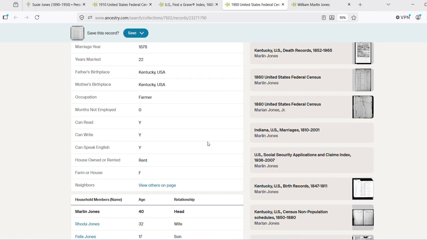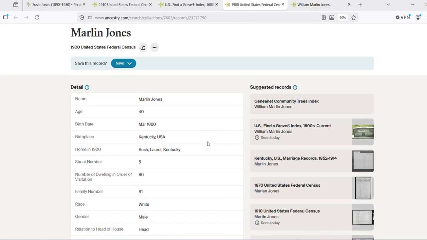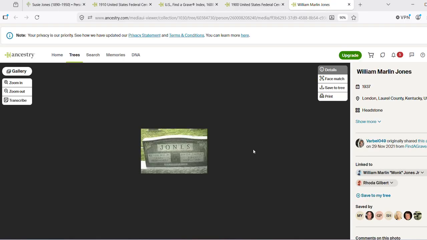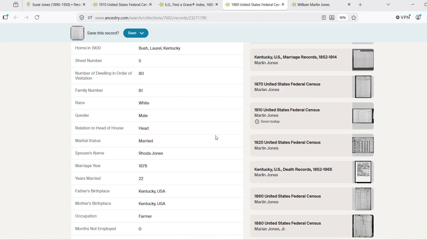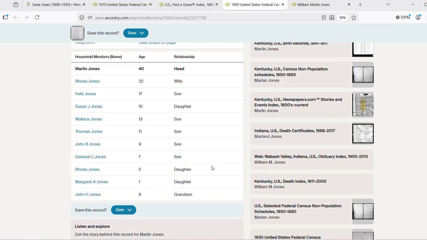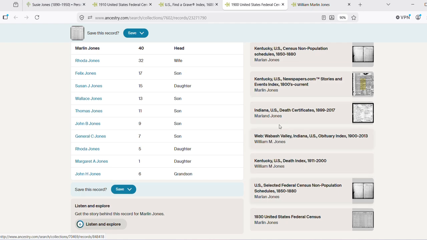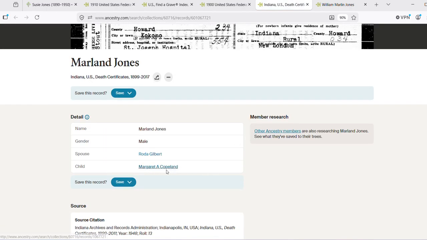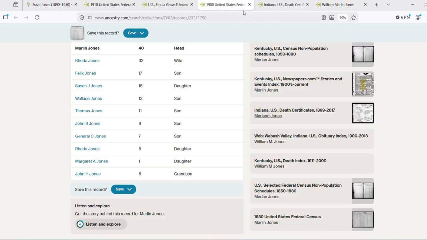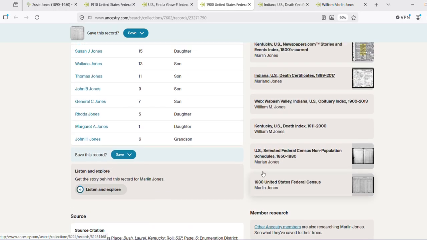So I have a lot of work to do to add a parent to her. He was born in Kentucky, 1860. I don't know if I can read that. One, two, three, four, five, six, seven, 8 children and 1 grandson. So I would go through all these. This might be one of her siblings. It might be him, his wife. There's a child, Margaret Copeland. Anyway, I would go through these and see what I could find and add him.